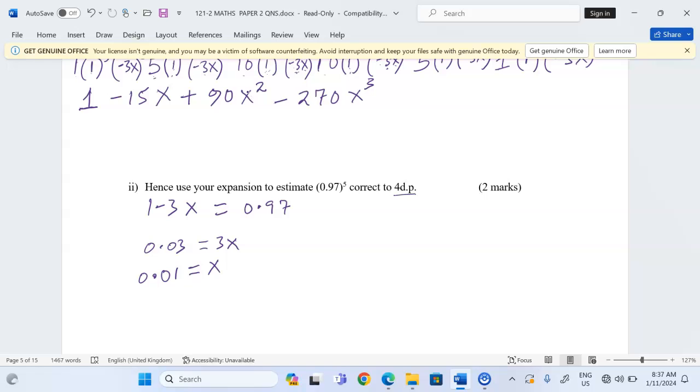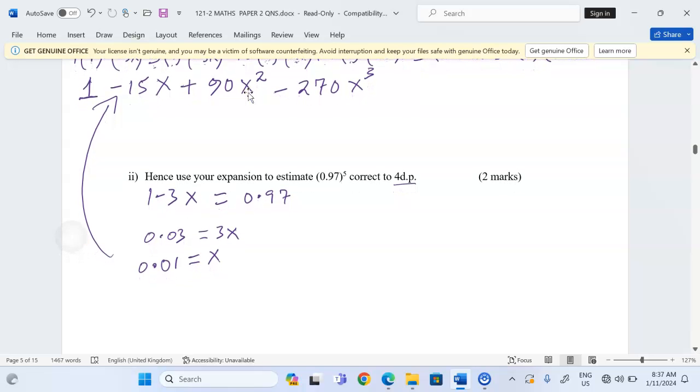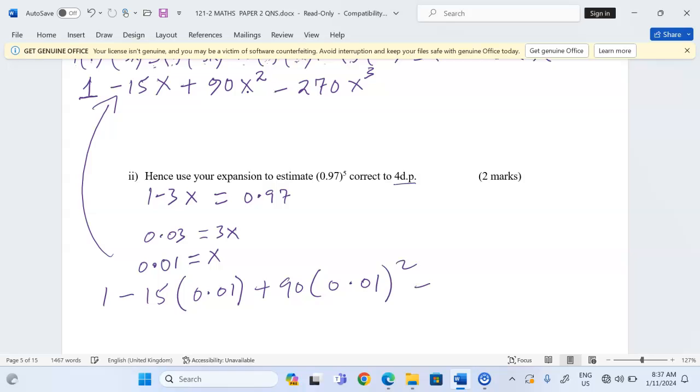Now we go back to our expansion, and wherever there is x, we substitute with 0.01. Therefore, I'm going to rewrite the expansion starting with 1 minus 15 times 0.01 instead of x, plus 90 times 0.01 squared, minus 270 times 0.01 to power 3. Now we carry this out, and we can compute using a calculator. You're free to use a calculator there now.